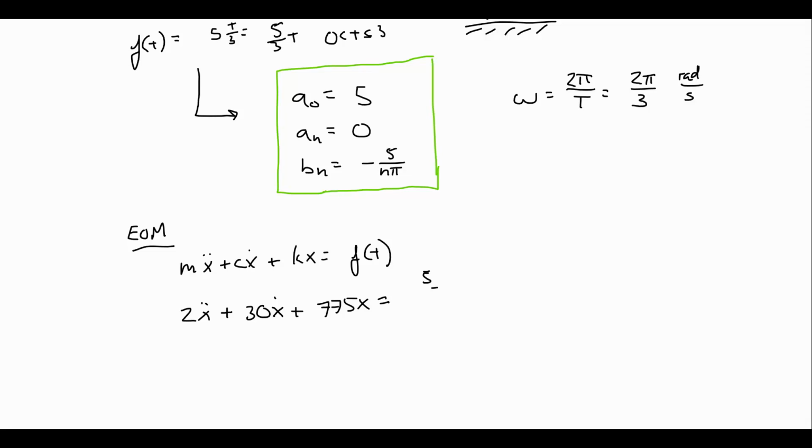So 5 over 2 plus the sum from n equals 1 to infinity. I will use this infinite sum on this one. The an terms are all 0, and the bn terms are going to be this negative 5 over n pi times the sine of omega, 2 pi over 3, times t. And I also need an n in here, times n times t.